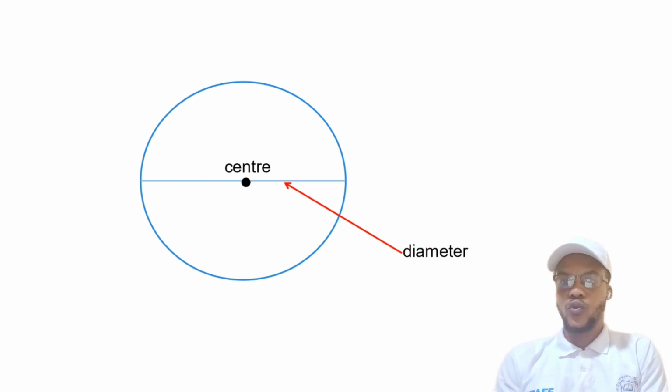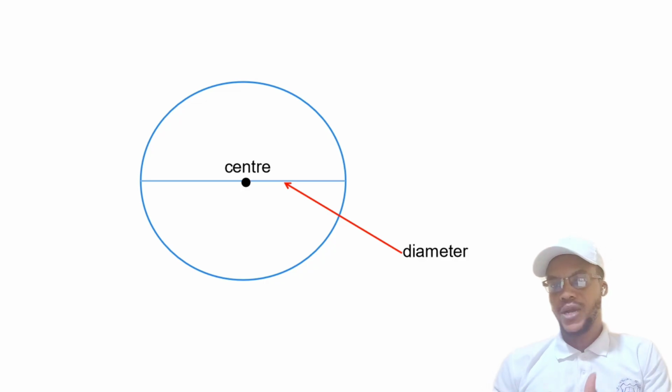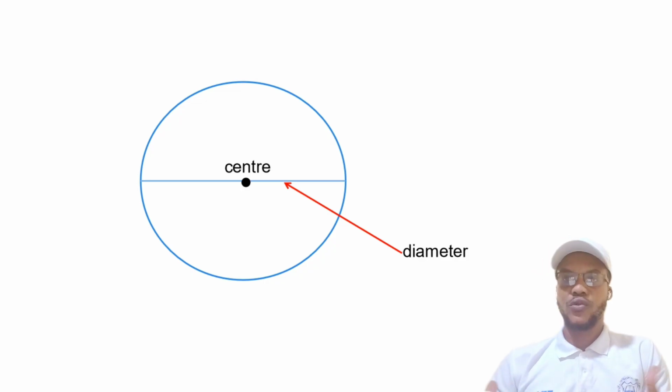The diameter is a line drawn from one point to another through the center, and it divides the circle into two equal parts. Once it divides the circle into two equal parts, we know that half of the circle is what we call a semicircle.